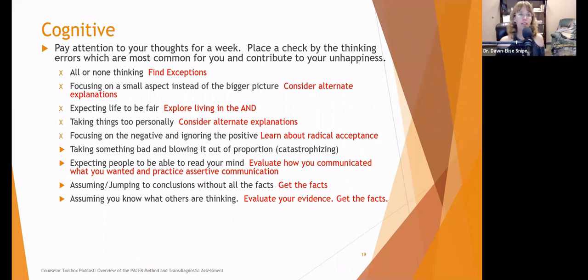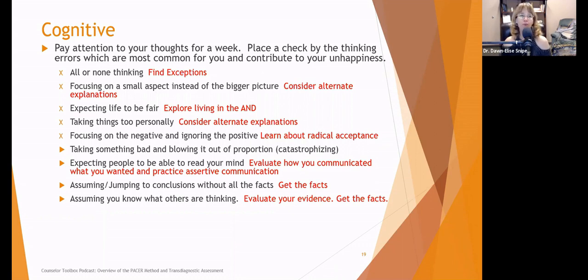Taking things too personally, why she didn't get into the sorority, why the professor is always, quote, so mean on her papers, whatever the things that come up. Consider looking at alternate explanations. And focusing on the negative and ignoring the positive.